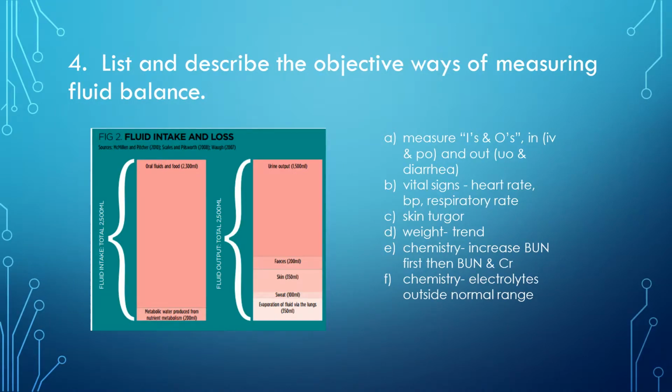Number 4, list and describe the objective ways of measuring fluid balance. These are to measure the ins and outs. You can see from the diagram at the left that some of the ins and outs are actually insensible. The next way to measure fluid balance is to check the patient's vital signs, the skin turgor, the trend in the weight, the BUN and creatinine, and the chemistry results, including the electrolytes.